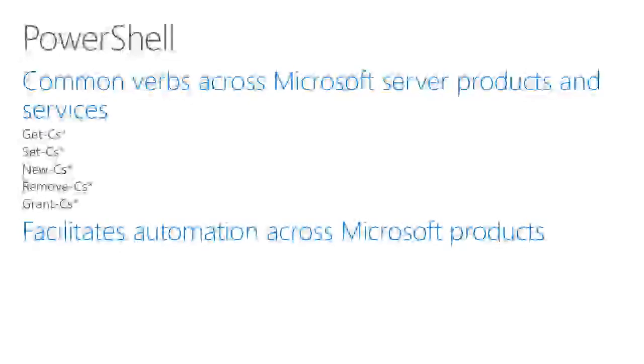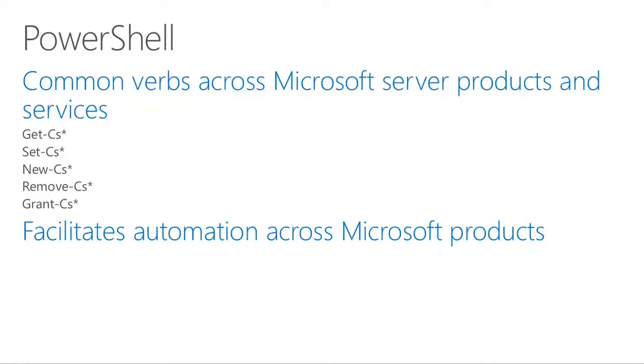So the way Lync leverages PowerShell is it has a whole bunch of different commandlets that are prefixed with get-cs, set, new, remove, grant. This is things like I can get a user, I can get a policy, I can set a configuration, remove a configuration, grant a policy, all throughout PowerShell here. And these are common verbs across all the Microsoft Server products. So you'll see get, set, new, remove, all these types of commandlets in Exchange as well. And this facilitates automation across these Microsoft products, like I was talking about.